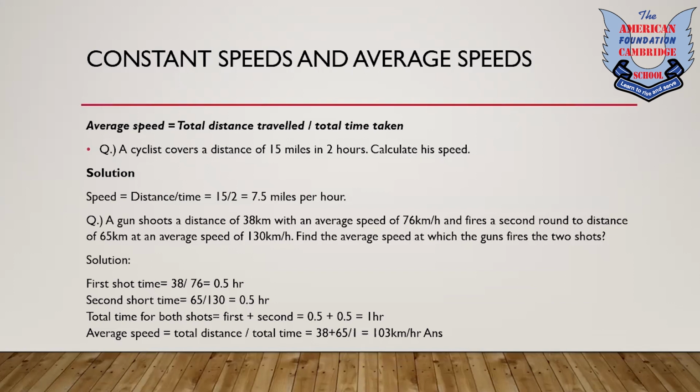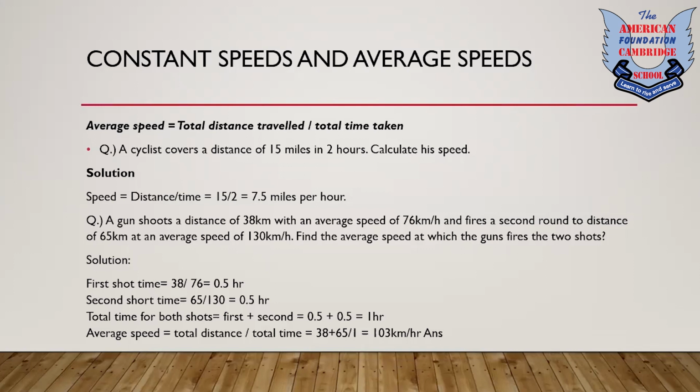Okay, speed. A cyclist covers a distance of 15 miles in 2 hours. Calculate his speed. Easy. We know the distance traveled. We'll divide it by 2 hours. We'll get 7.5 miles per hour. Simple.